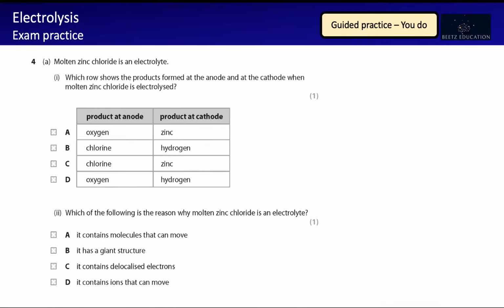Okay, we've got 2 questions for you to have a go at now. 2 marks, so try to spend no more than 2 minutes on this. Pause the video and I'll review in a moment.